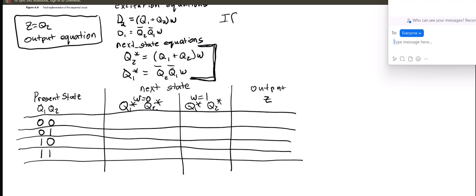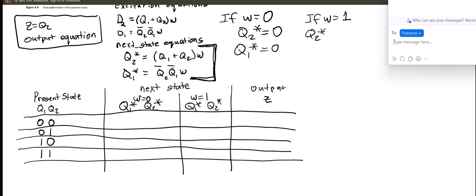So if W equals 0, then Q2 star equals 0 because it's ANDed to W, and anything ANDed to 0 is 0. And Q1 star also equals 0. And if W equals 1, anything ANDed to 1 is just itself. So if W equals 1, Q2 star equals Q1 or Q2. And Q1 star equals not Q2 and not Q1.